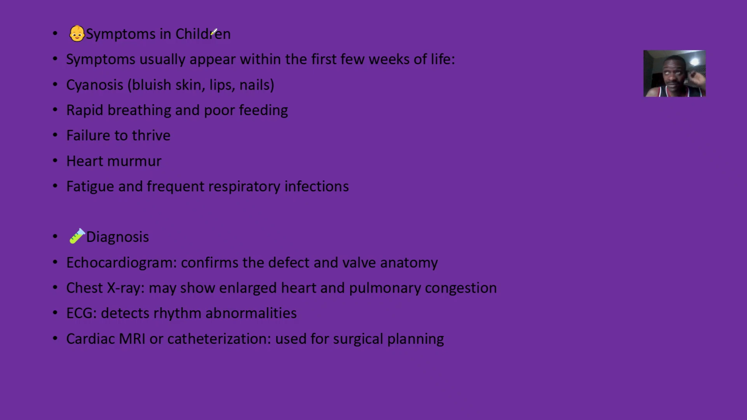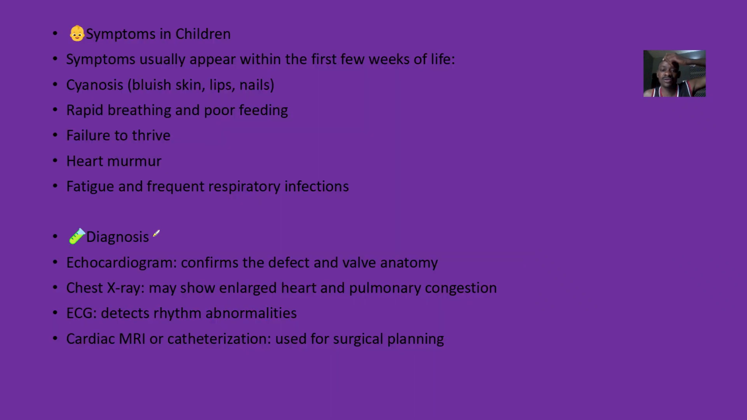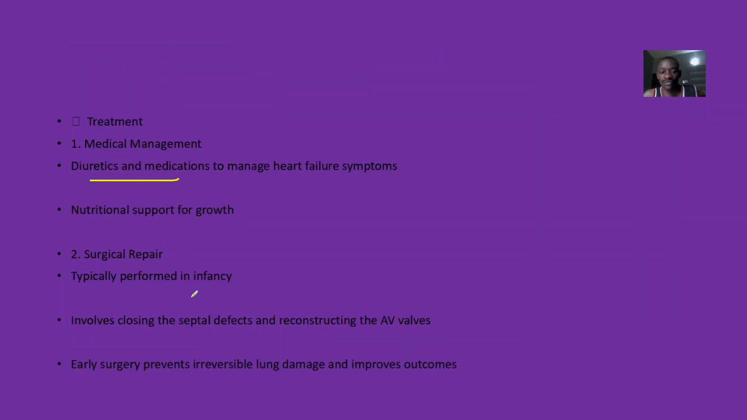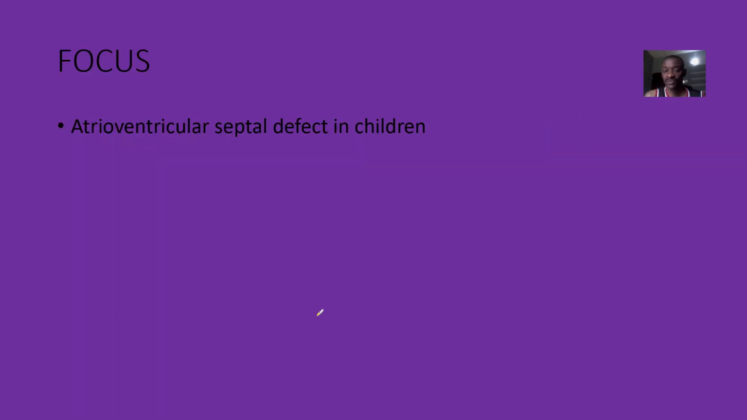Okay, so for diagnosis, I might use echocardiogram, chest x-rays, ECGs, then cardiac MRI or catheterization, just to pick these issues up. So for treatments, use diuretics and other medications just to manage heart failure issues. Nutritional support so that they can keep growing. Surgical repair, where just like this baby, they did an open heart surgery to repair it. Okay, so that's it for atrioventricular septal defect in children.